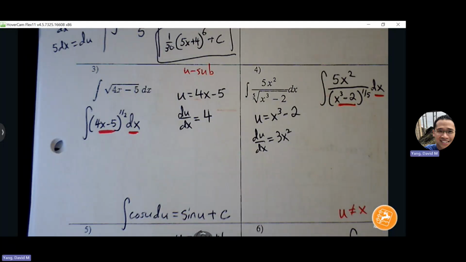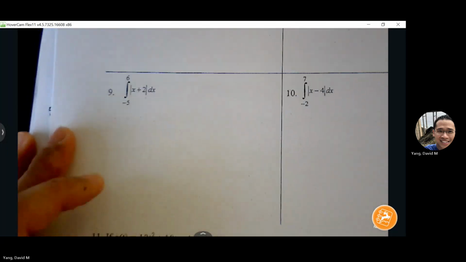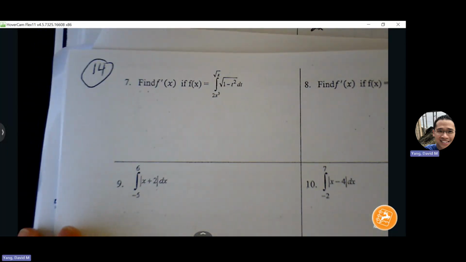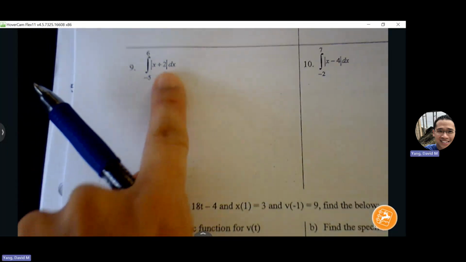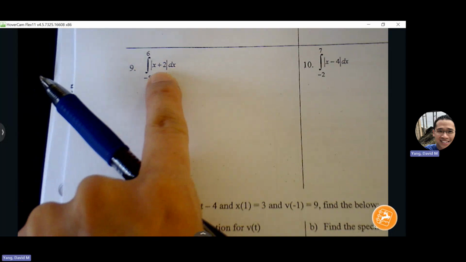So in your test review packet, this is on page 9. Sorry, page 14. Page 14, number 9. Okay, we haven't gone over what to do with absolute value.